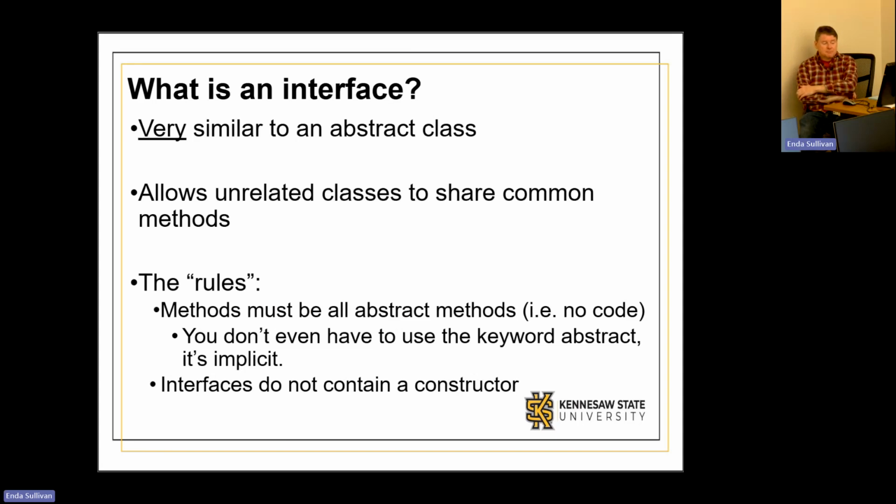So it's possible for a bunch of unrelated classes not to inherit from the same parent, that really doesn't make a lot of sense, but for them to all implement the same methods because they are implementing the same interfaces.